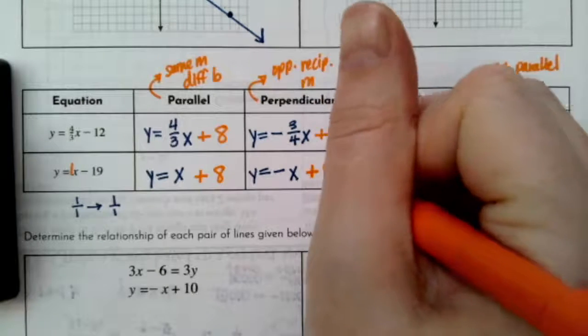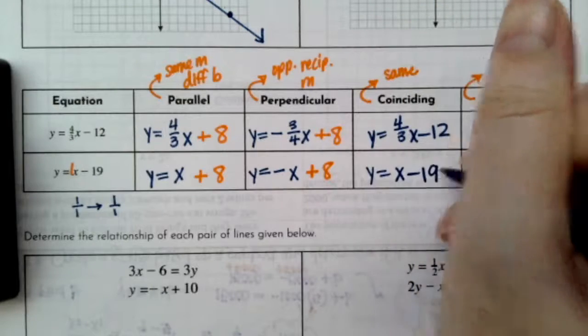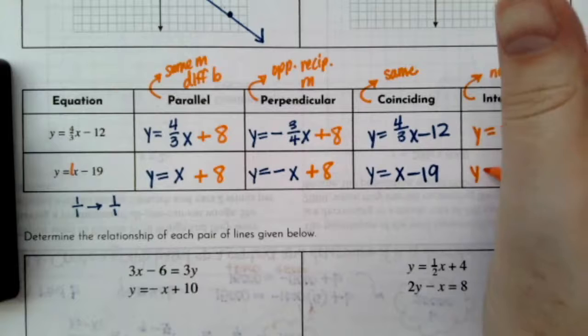And then again, B doesn't matter, so do whatever you want. Coinciding is the exact same. And intersecting is completely different.